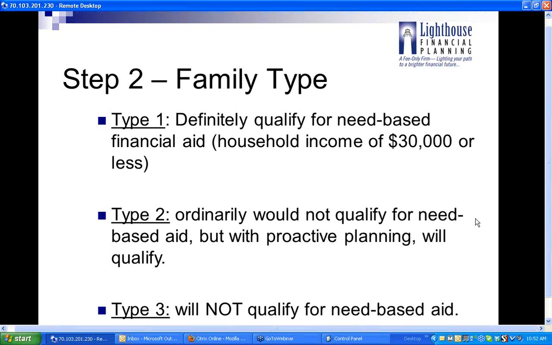Around with the number a little bit, and basically if you have assets over 5,000, so sometimes in excess of 75,000 or in excess of 175,000 with no assets, then you're certainly not going to, you're going to fall to the type 3 family. And then we have the type 2 families who, with some planning and structuring of the type of accounts we save in, may be eligible for financial aid or need-based financial aid.